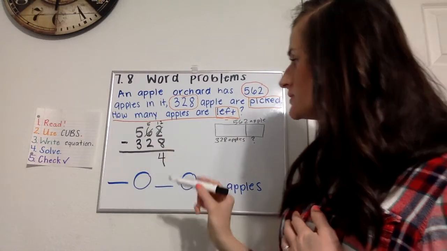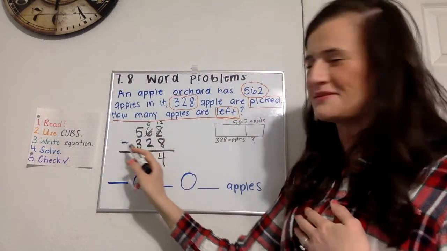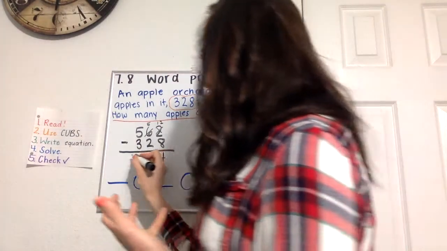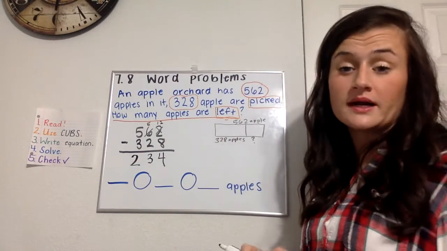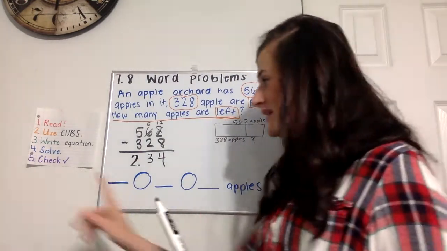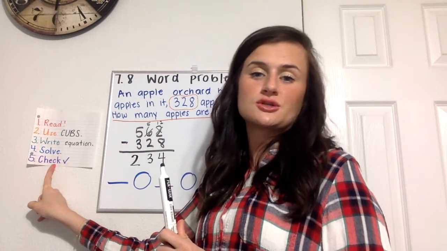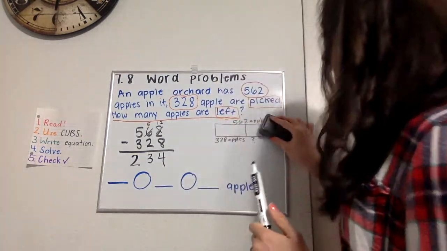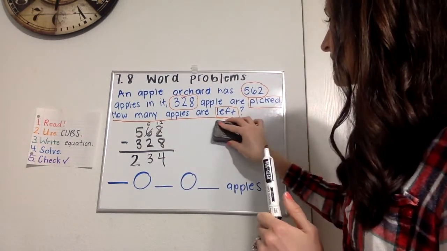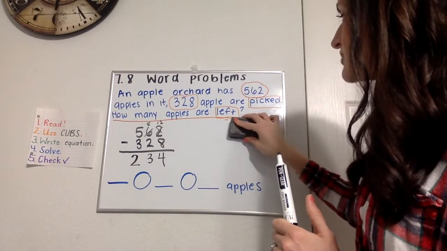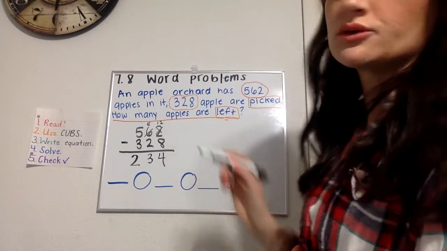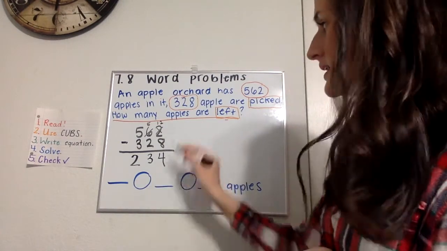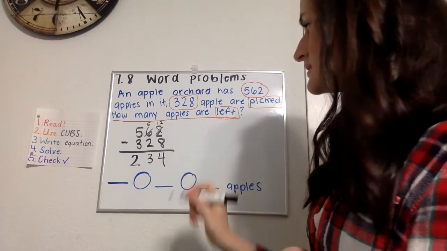5 subtract 2 equals 3, and 5 subtract 3 equals 2. So my answer is 234. Before I can move on, our last step says to check our work. How we are going to do that, if you forgot, is we are going to flip this problem around. We are going to add our two smaller numbers together and see if we come up with 562.